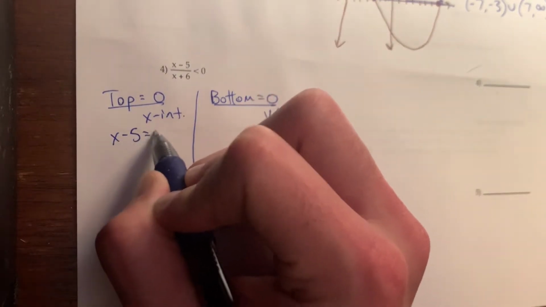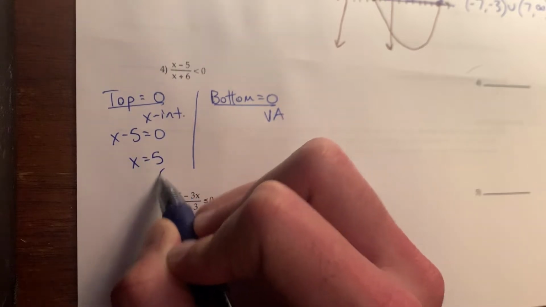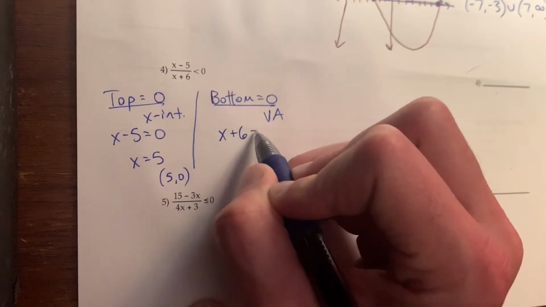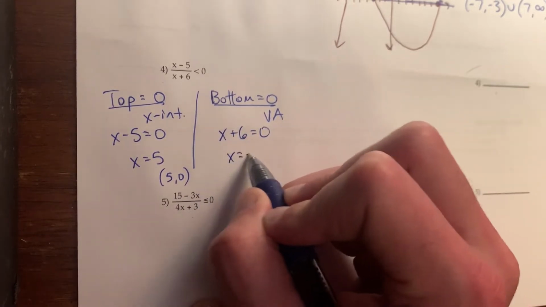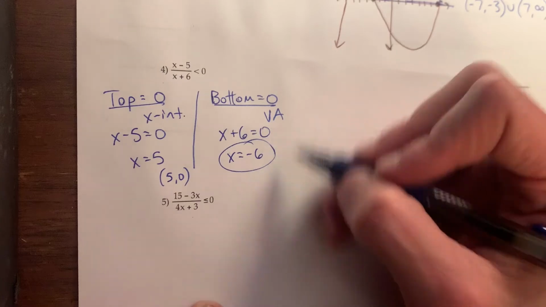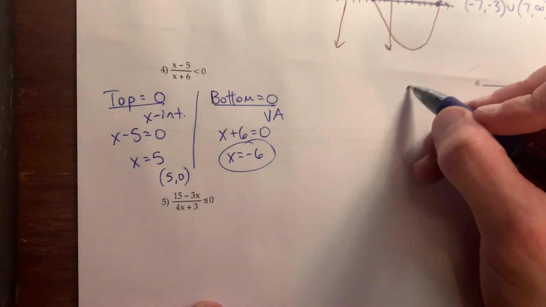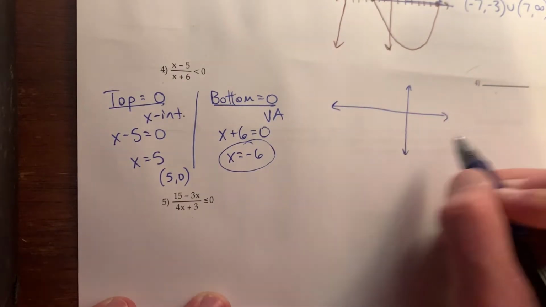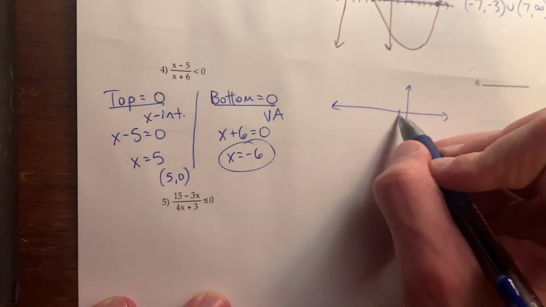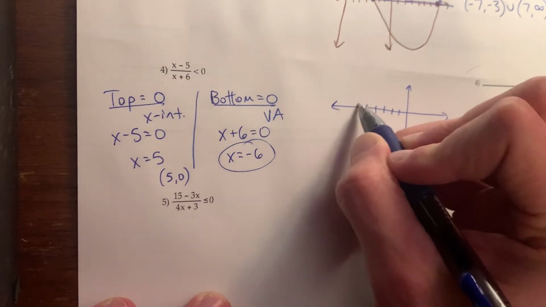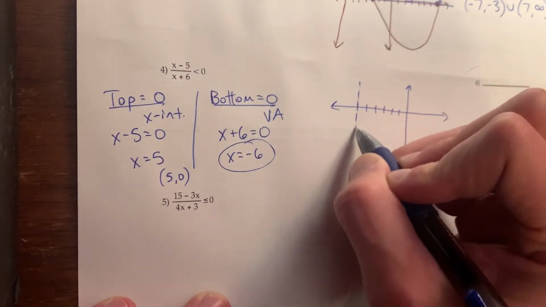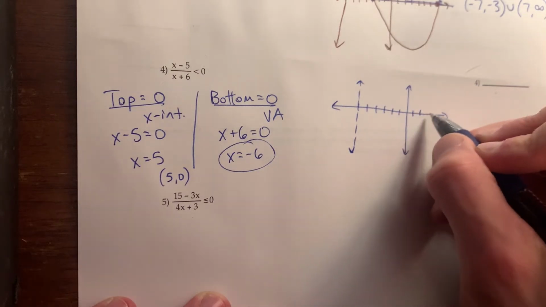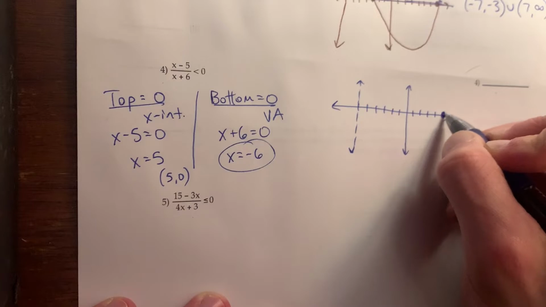So if x minus 5 equals 0, x would equal 5, which means my x-intercept is going to be at (5, 0). And then setting the bottom equal to 0, x plus 6 equals 0, so x equals -6. And so that vertical line at x equals -6 would be the location of my vertical asymptote. So more of what I'm interested in is going to be here on the left, so I'm going to draw my graph like that. There's -6 on the x-axis, so there's my vertical asymptote. And then it crosses through the x-axis at +5, right here.